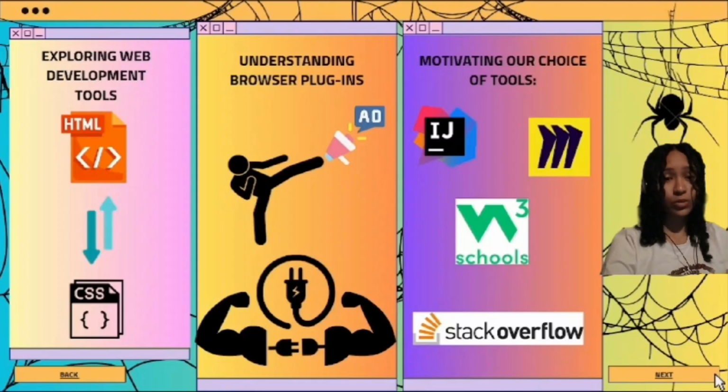Next, we have our tool choices. Choosing tools like IntelliJ, Miro, W3Schools, and Stack Overflow was all about finding what worked best for us. Each tool brought something unique to the table, helping us collaborate, stay productive, and ultimately create a fantastic product.